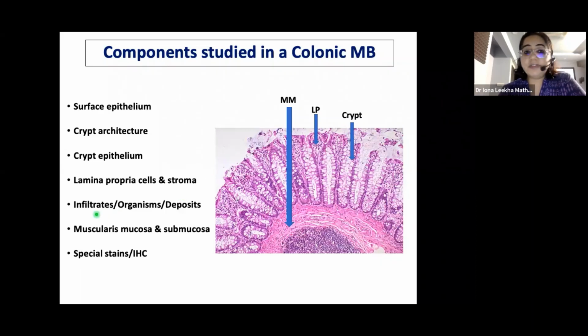We look for any infiltrates or organisms or deposits in the mucosa, and we see the status of the muscularis mucosae and submucosa. In several cases, we do get a little bit of submucosa in the biopsies.